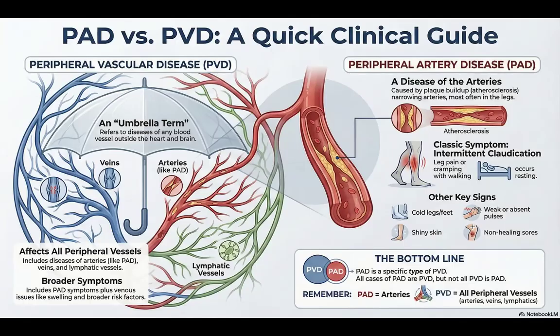Remember, PAD is for specifically just the arteries. So arteries are taking blood away from the heart. There's an issue with getting blood to the peripheral, and most distal portion of the body, like the legs. And then PVD is going to include all of the peripheral vessels.